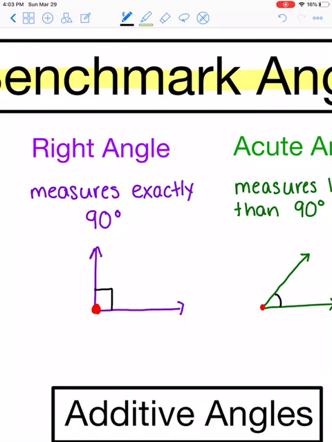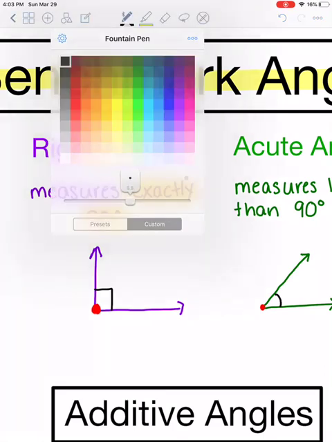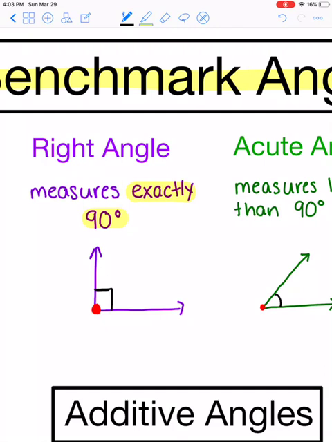Let's look at a right angle. A right angle measures exactly 90 degrees, and it kind of looks like an L. And you'll often see that when they show you a right angle, they put a box for the measure to show that it measures 90 degrees. So that's a right angle.